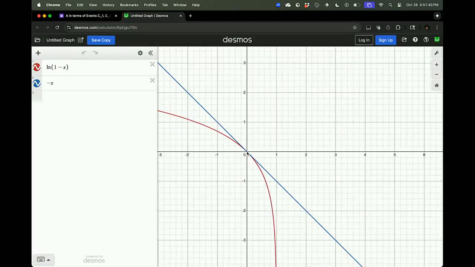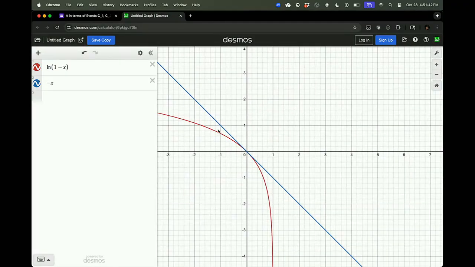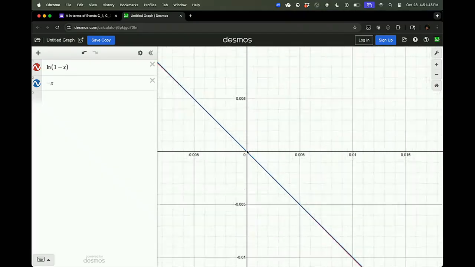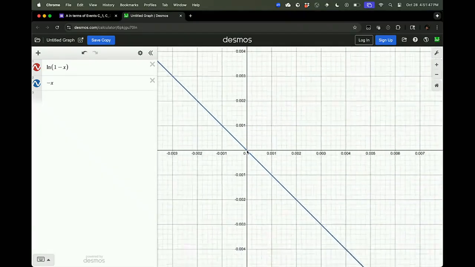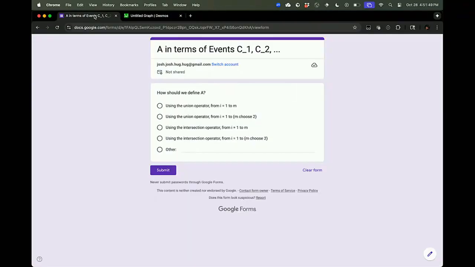They look pretty good. These are the two curves. This is the natural logarithm of 1 minus x. Here's minus x. And, I mean, they look pretty good. It's not perfect, but it looks pretty good close there.